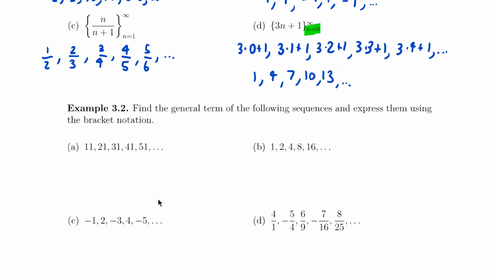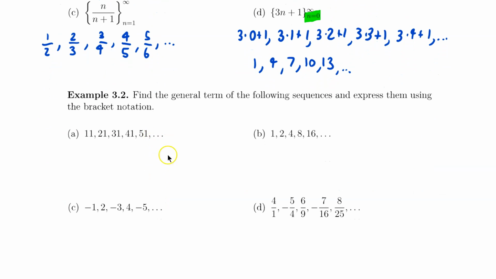We can go the other way as well. If we have a list of numbers and we want to write that in bracket notation, it's going to be just a matter of reading the patterns. Like if we see the first one here, 11, 21, 31, 41, 51. We can see that the first term is just 10 plus 1. The second term, 21, is 10 times 2 plus 1. 31 is going to be 10 times 3 plus 1. The next one is 10 times 4 plus 1. And the next one is 10 times 5 plus 1.